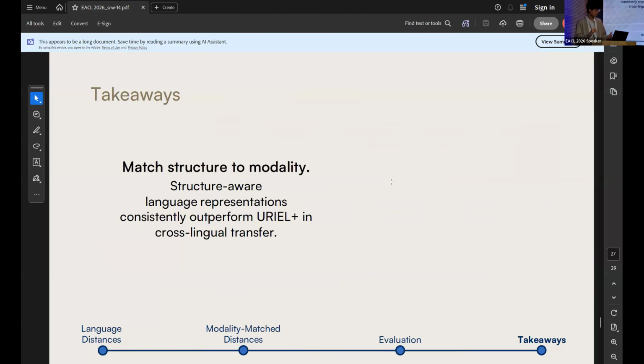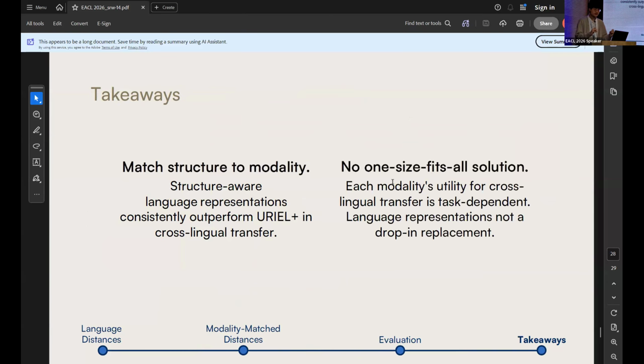The first is that we claim that when we learn language representations, those representations should really be matched to the structure of the modality that we are trying to represent. And indeed, in our paper, we find that our structure-aware language representations do consistently outperform URIEL Plus in cross-lingual transfer. But then we do note that the performance impact of our new representations is task-dependent. And so we argue that there really is still no one-size-fits-all solution to cross-lingual transfer.